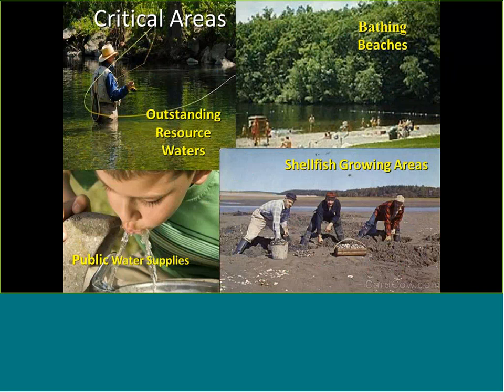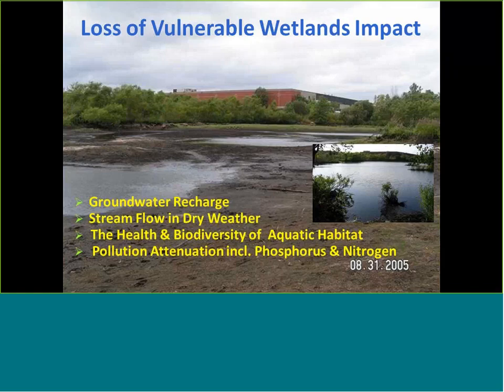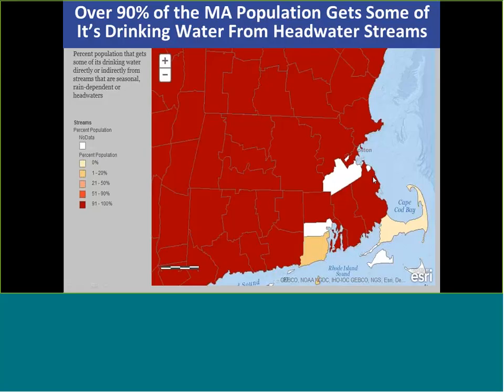And critical areas as defined by the Massachusetts Wetlands Regulations. They include outstanding resource waters, recharge areas for public water supplies, bathing beaches, cold water fisheries, and shellfish growing areas. The loss of vulnerable wetlands can negatively impact groundwater and public drinking water recharge, as we all know, and it can reduce stream flow in dry weather, degrade aquatic habitats, and eliminate pollution prevention contributions that wetlands provide.